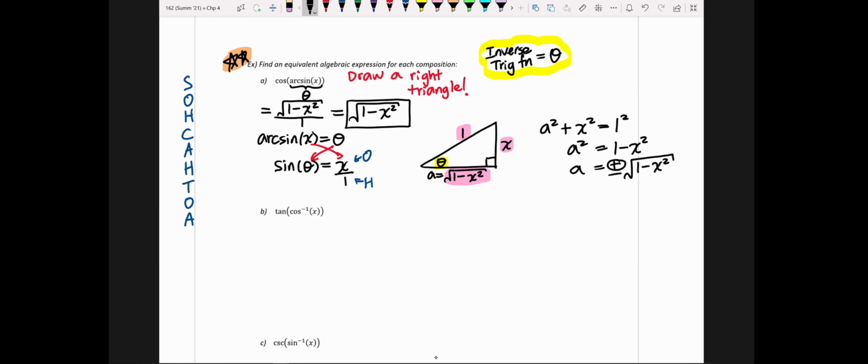So when you're not given the x value, then you use the right triangle method, where you set the inverse trig function equal to theta. You identify the lengths of the right triangle, and then from there you can find any trig function evaluated at theta once you have set up your right triangle.